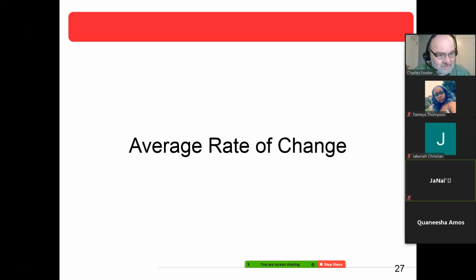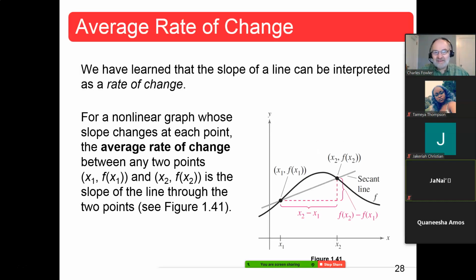Average rate of change. This is the top of page 54. I'll put this down for a moment. I'm not using it now. The average rate of change. Is this a new subject? Well, it has a new title, but guess what?